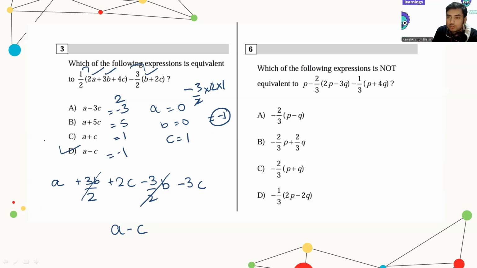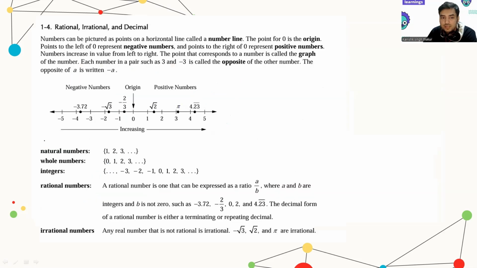Isn't it? So both ways, all these methods you have to use in SAT. Okay. To get the answer by putting in the value. Since it's an expression, we can put any values here. Equation also you can put, but the value should satisfy. Okay. Now let's study about rational, irrational, and decimal numbers.